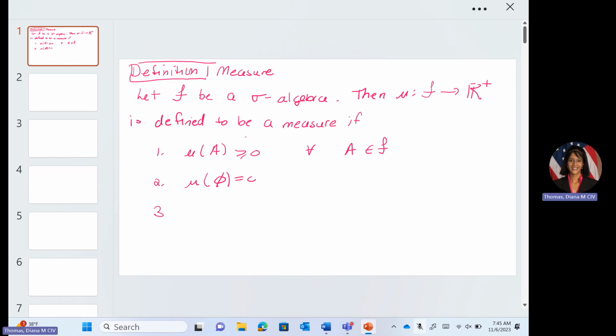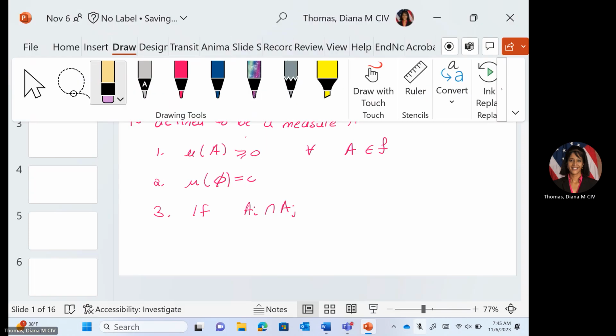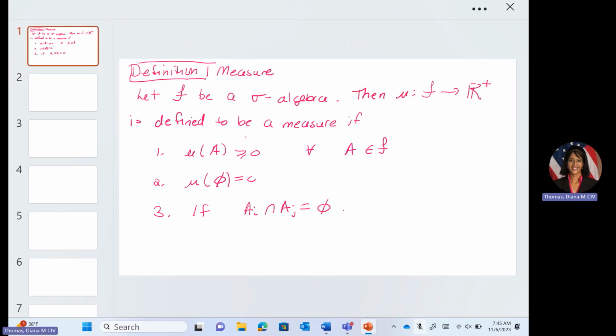And the third one, which is always hard to prove, is if A_i intersect A_j is equal to the empty set. So we call this pairwise disjoint. That's equal to the empty set. No shared elements. This symbol means for all. Go ahead. Is that a 0? Yeah, it's a 0.